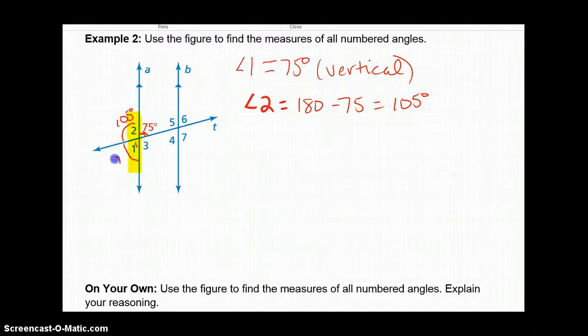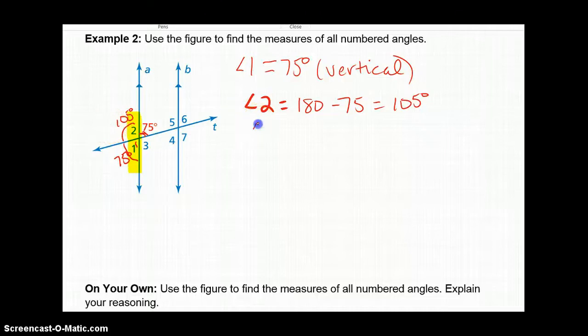And I usually fill these in the chart, or on the picture, I mean. So angle 2 is 105. And notice you could have also looked at angle 2 and the original 75. Those are supplementary that way.